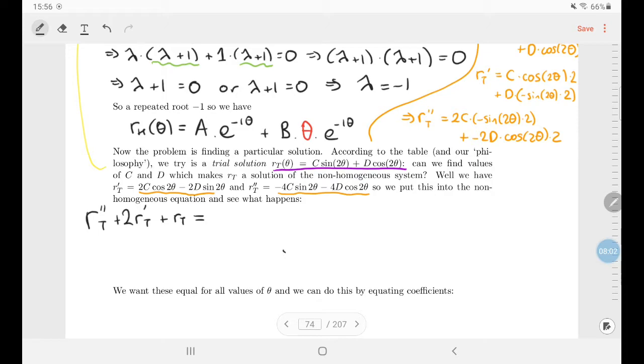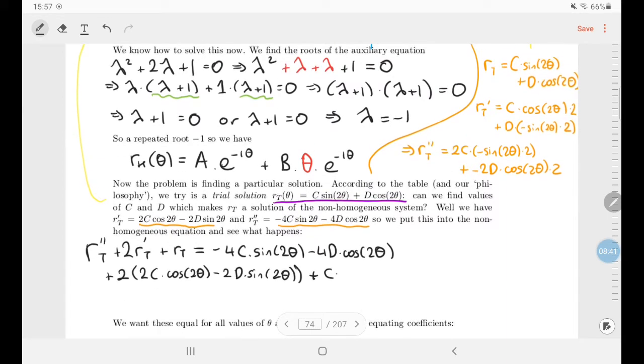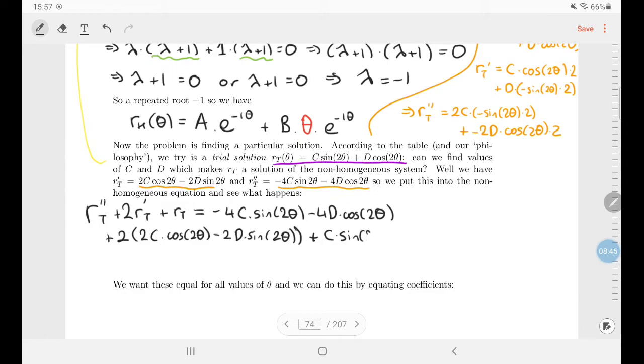This is equal to, the second derivative is written here. It's minus 4c sine 2 theta minus 4d cos 2 theta plus twice the derivative, which is 2c times cos 2 theta minus 2d times sine 2 theta, that's in the previous paragraph, plus the trial solution, which is c sine 2 theta plus d cos 2 theta.